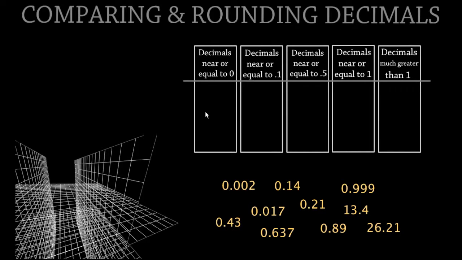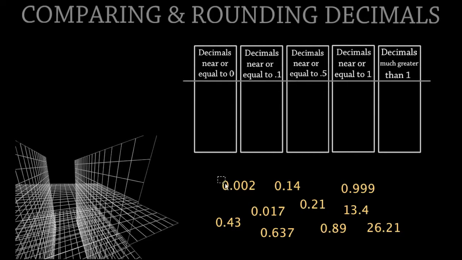So I have 5 benchmarks set up. I have decimals near or equal to 0. I have decimals near or equal to 1/10 or 0.1. I have decimals near or equal to 5/10, which is a half. I have decimals near or equal to 1 whole and decimals much greater than 1. And so if you set yourself up a chart like this with benchmarks, then it's just a matter of taking all of the numbers you're trying to put in order and distributing them into the different piles.